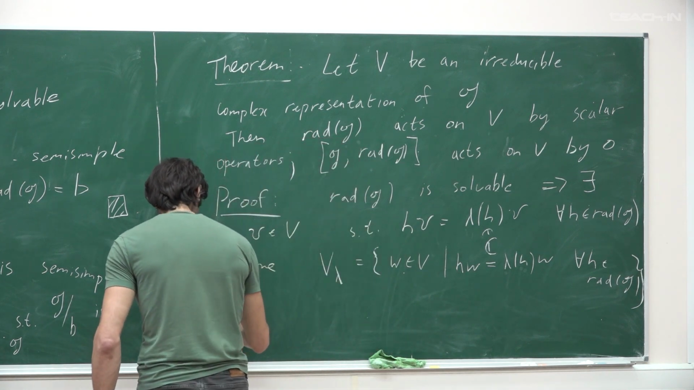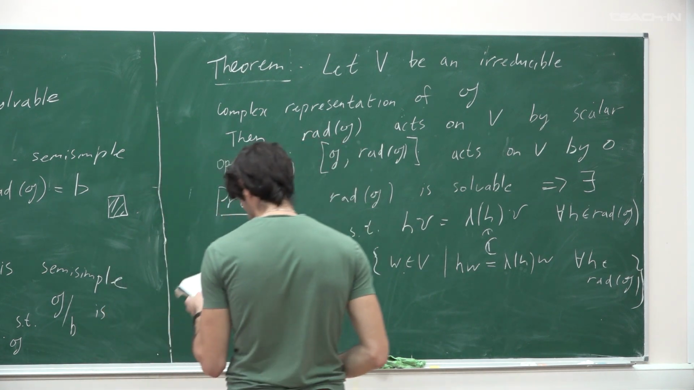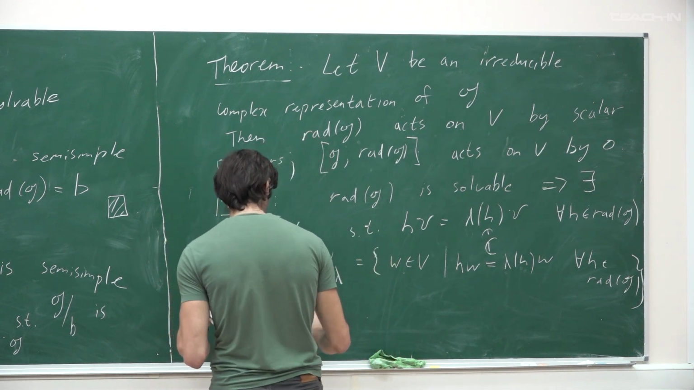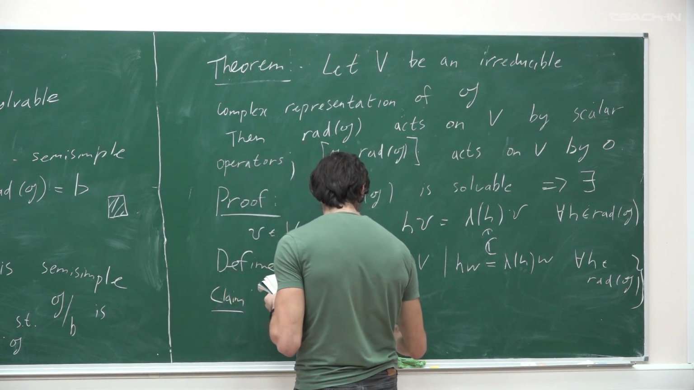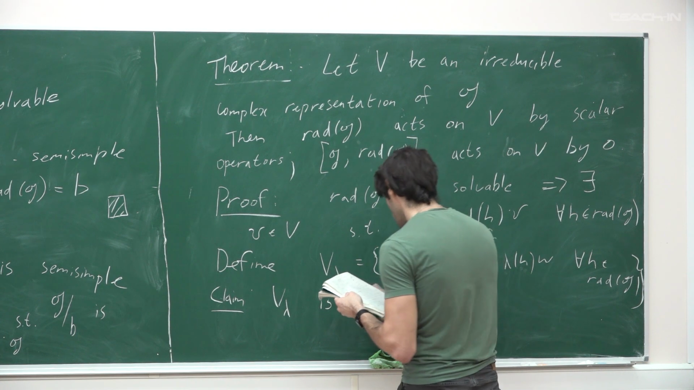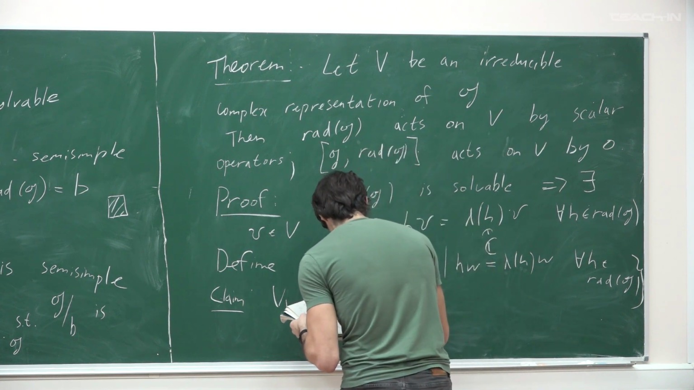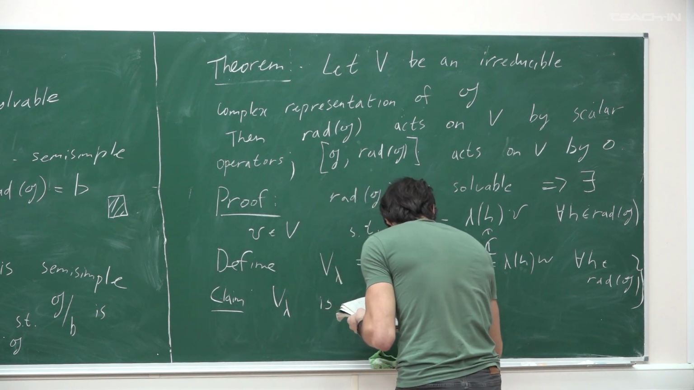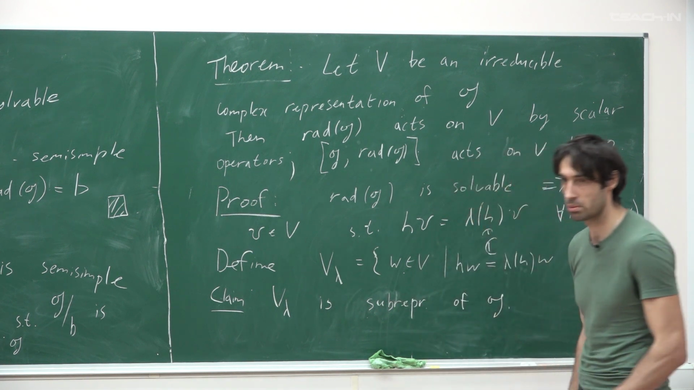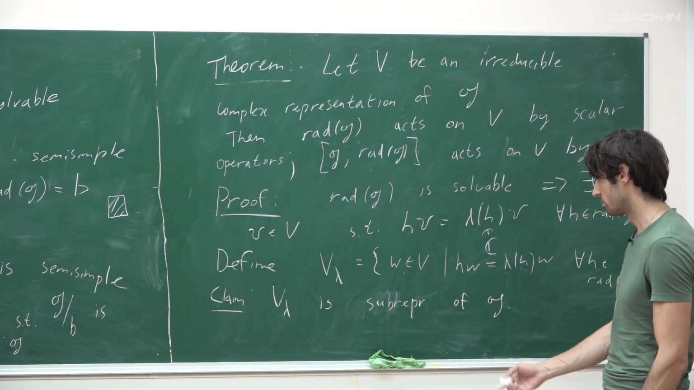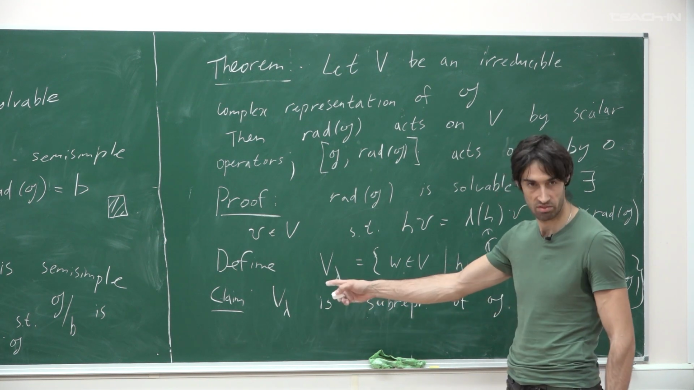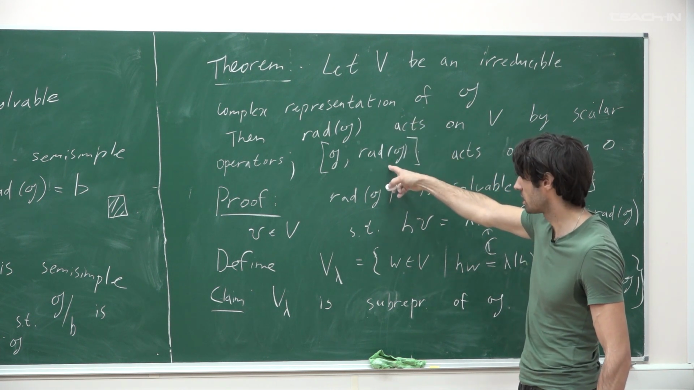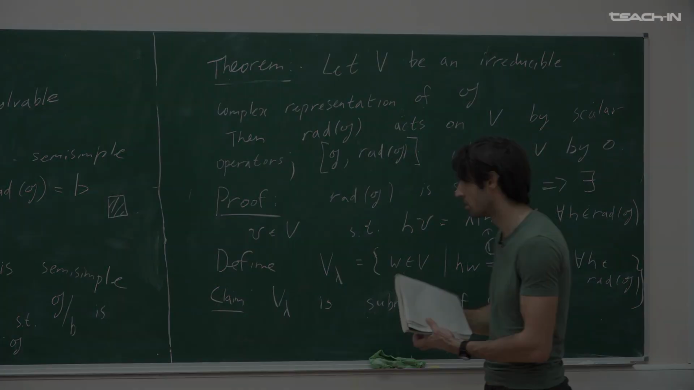So I claim that V lambda is irreducible, is invariant, is a sub-representation of G. Then we'll conclude that, if we prove this claim, V lambda is just V, right? And we prove this part. But this is just the computation that we will have in proving this claim.